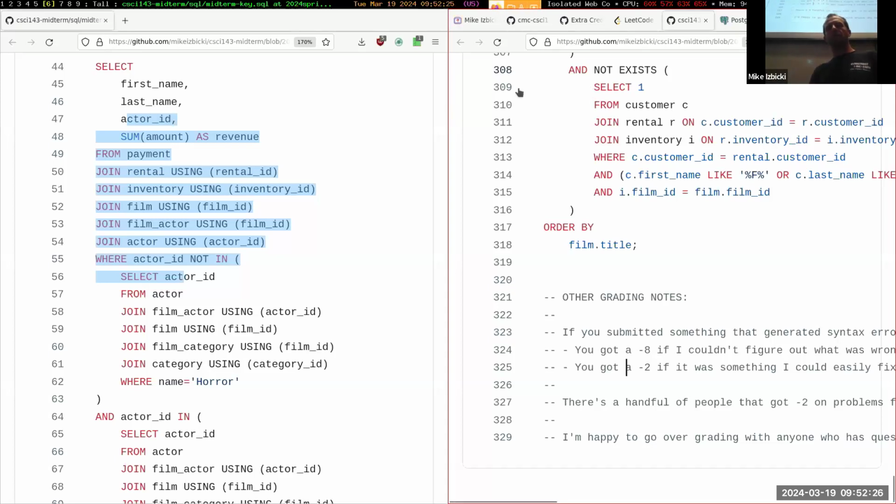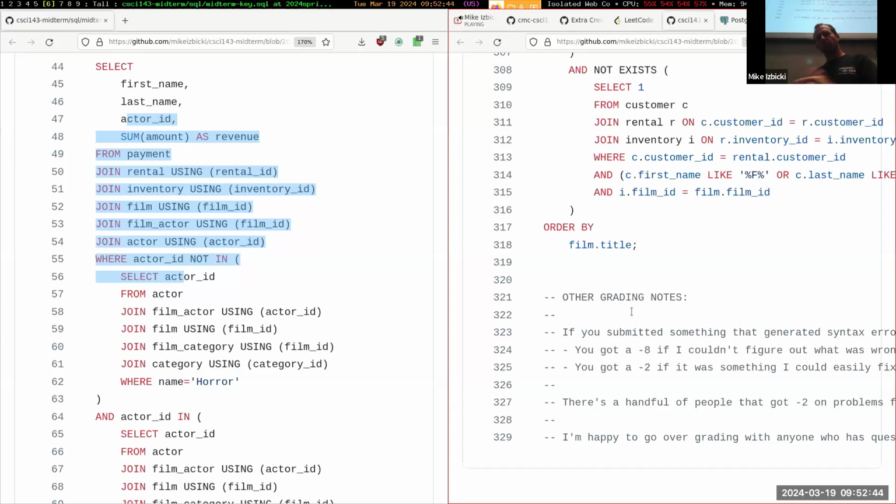But any general big picture questions at this point on the midterm? This is about the LeetCode problems. Sure. Yep.